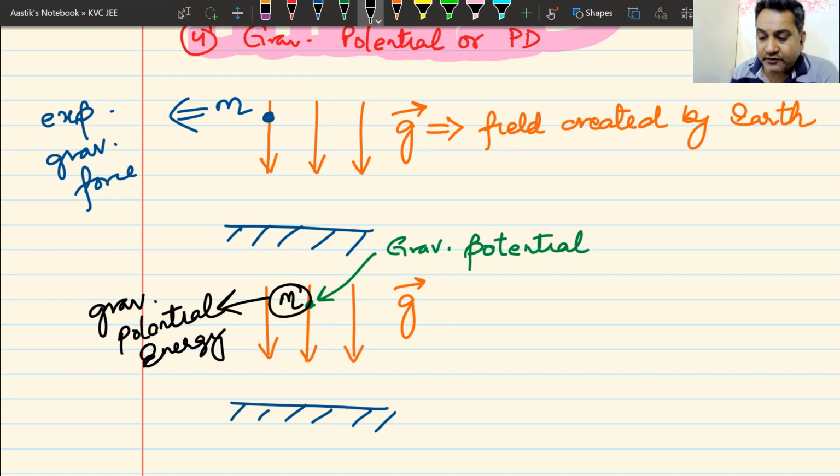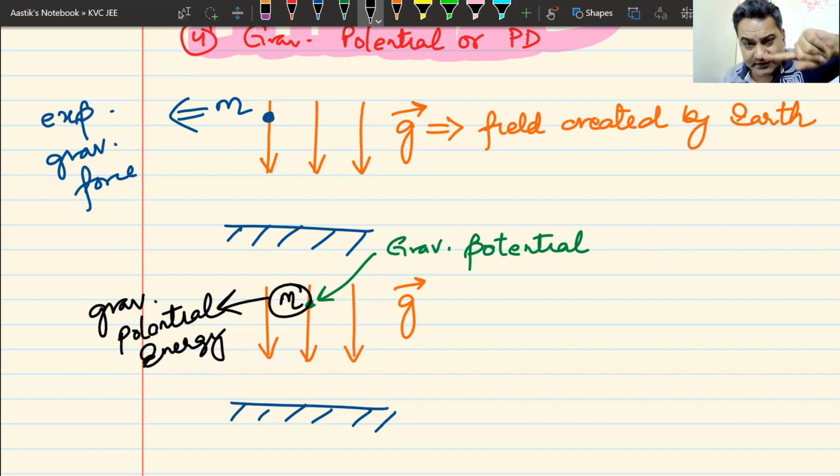Without the block, without the mass, it is only gravitational potential. With the mass, it is gravitational potential energy. Without the block, it is only gravitational field. With the block, that gravitational field creates a gravitational force. So these are the four terms that we must understand.